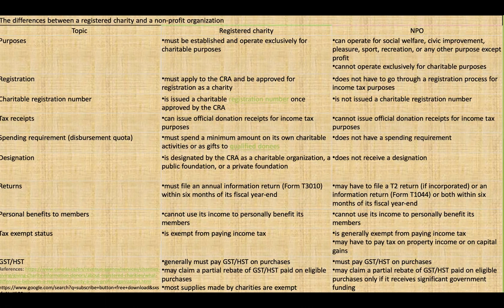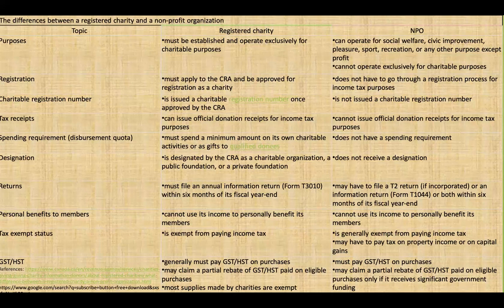Number one, the purpose. A registered charity must be established and operate exclusively for charitable purposes, while non-profit organizations operate for social welfare, for civic improvement, for pleasure, for sport, for recreation, and other purposes except profit. And they cannot operate as a charitable organization. Registration, the difference. You must apply to CRA and be approved for a charity organization. An NPO, that is a non-profit organization, does not have to go through a registration process for income tax purposes. Then a charitable registration number has to be issued for a charity organization, while an NPO is not issued a charity registration number.